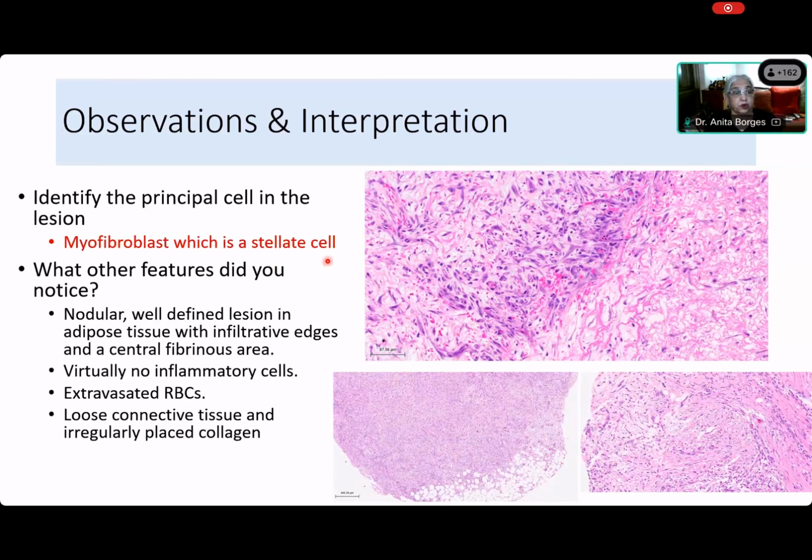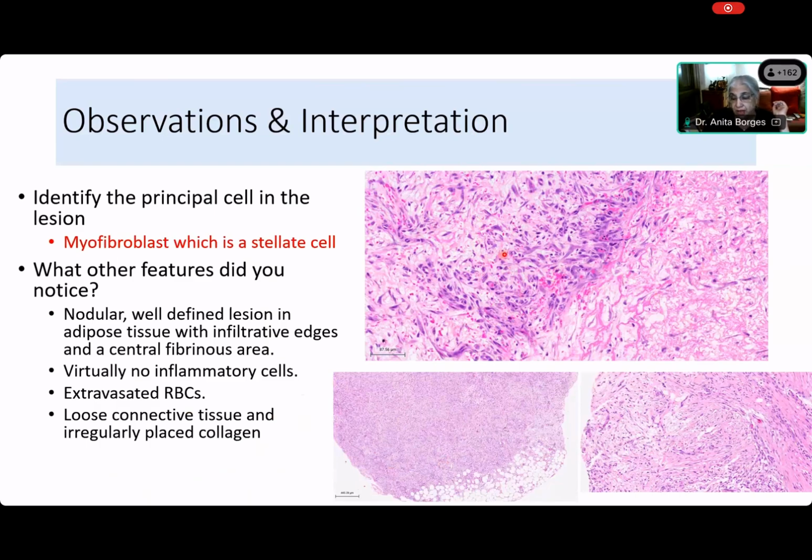And the other features we noticed were that it was nodular, it was a well-defined lesion, but with infiltrative edges. And when we talk about well-defined, it's not the opposite of infiltrative. Okay, it can be circumscribed and still infiltrative. It had a central fibrinous area. You notice something else, there were virtually no inflammatory cells, but extravasated RBCs, plenty. Okay, and there was loose connective tissue, irregularly placed collagen. And when I say loose connective tissue, there was myxoid. And there was a myxoid matrix as well.